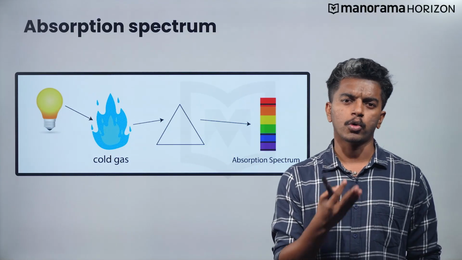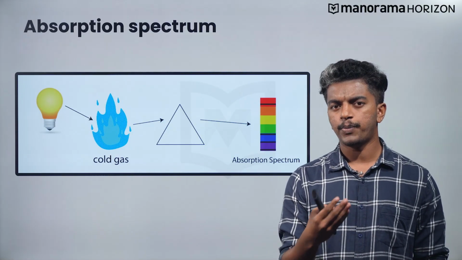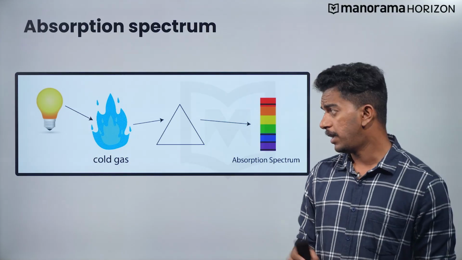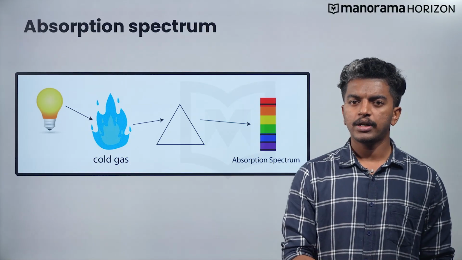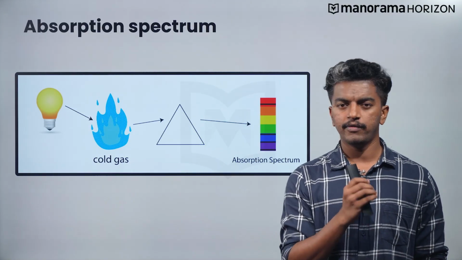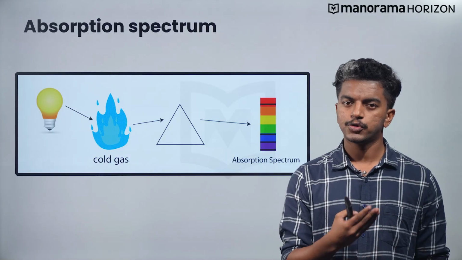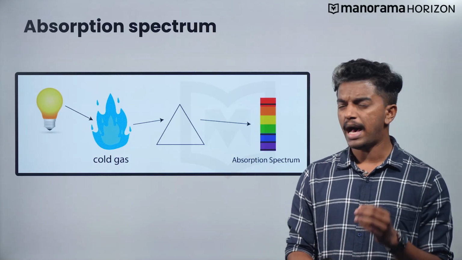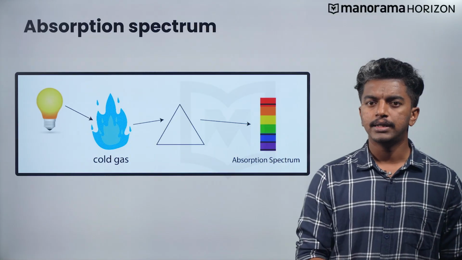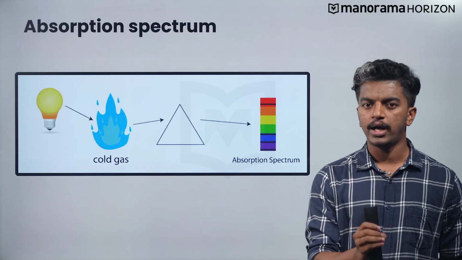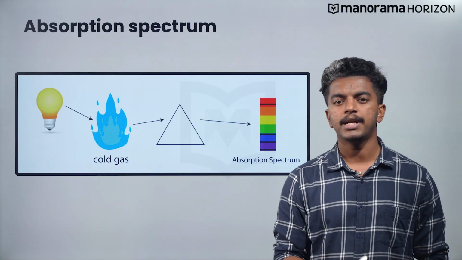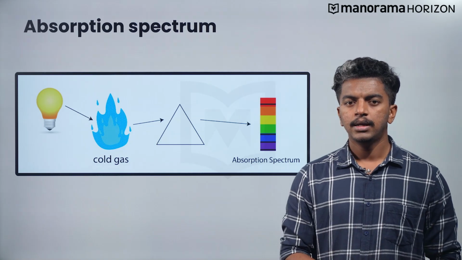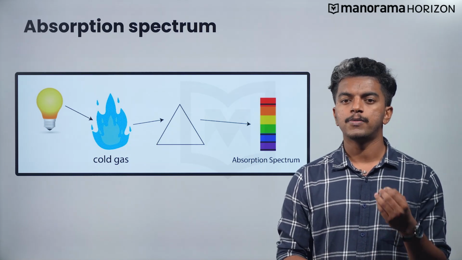So why is it called a photographic negative? Here radiation is passed through a sample, for example, a cold gas. This cold gas absorbs radiations of certain wavelengths and then it transmits the radiation through the prism. When you look at the spectrum, there will be some dark spaces in the continuous spectrum which correspond to the missing wavelengths which have been absorbed by the cold gas. This type of spectrum is called absorption spectrum.